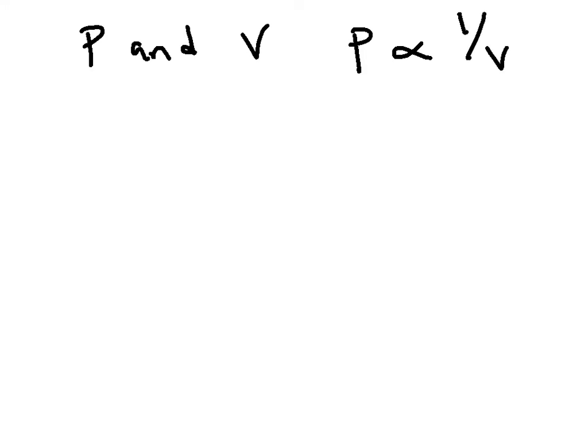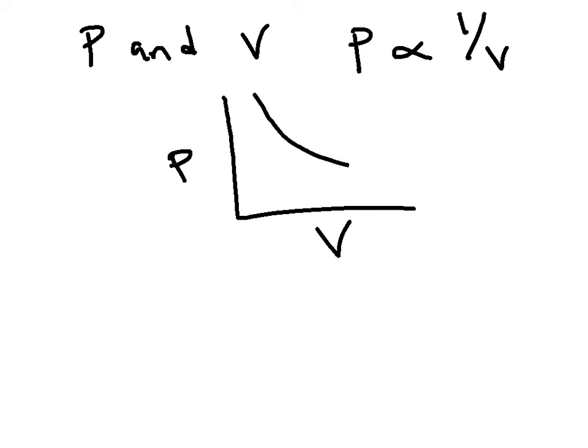The relationship between pressure and volume is an indirect relationship. As one goes up, the other goes down. So we say that P is proportional to 1 over V. If we were to draw the graph for this, it looks like this. Pressure versus volume. It does something along those lines.